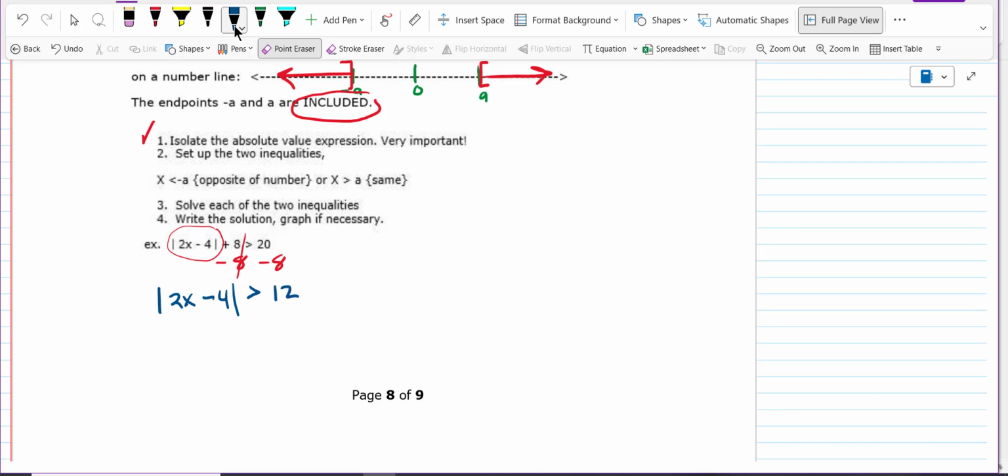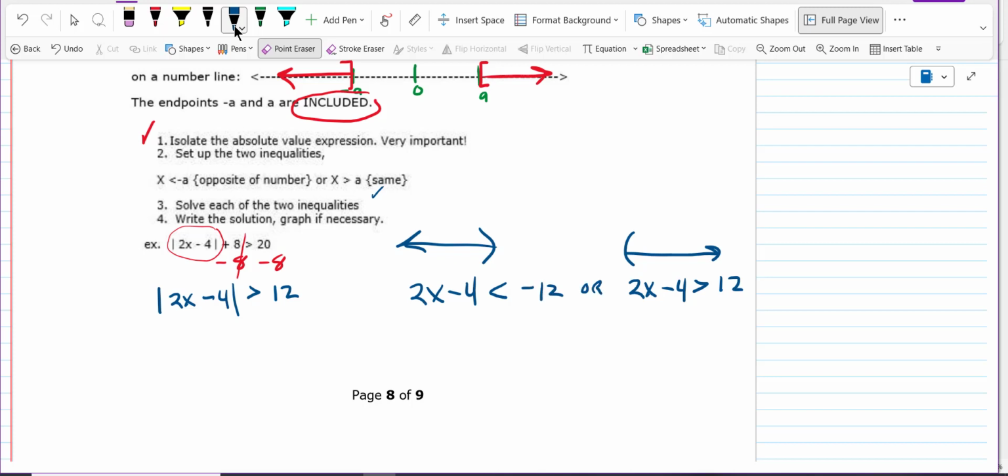Okay, now what you do is you have to set up two things. You set up two inequalities. You have the one going to the right, so you're going to solve 2x minus 4 greater than 12. Then you have the solution going to the left, so you have to solve 2x minus 4 less than. The reason we're doing less than is because we're going to the left of the opposite of that number. So when you set up your inequality, you set up two things. You do the greater than part, greater than the number, or smaller than the opposite of the number. And then you can solve these two inequalities.